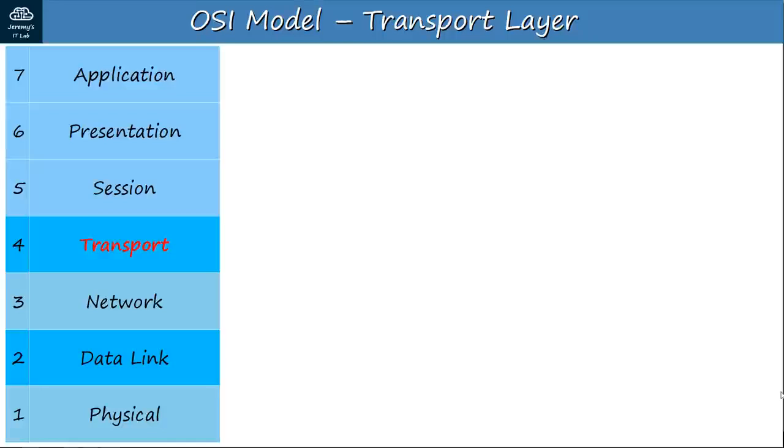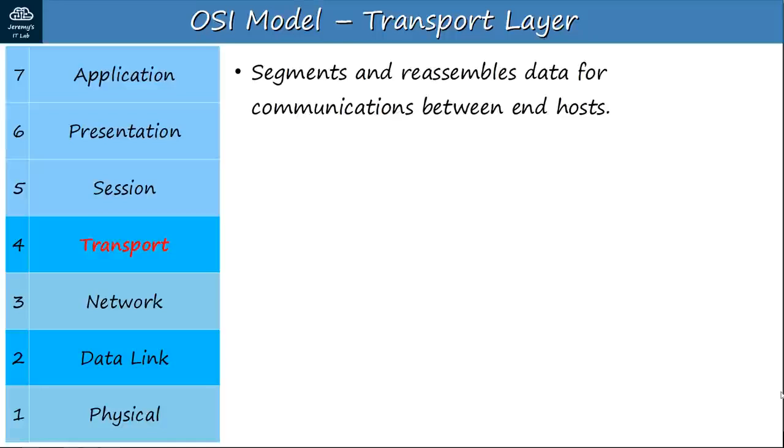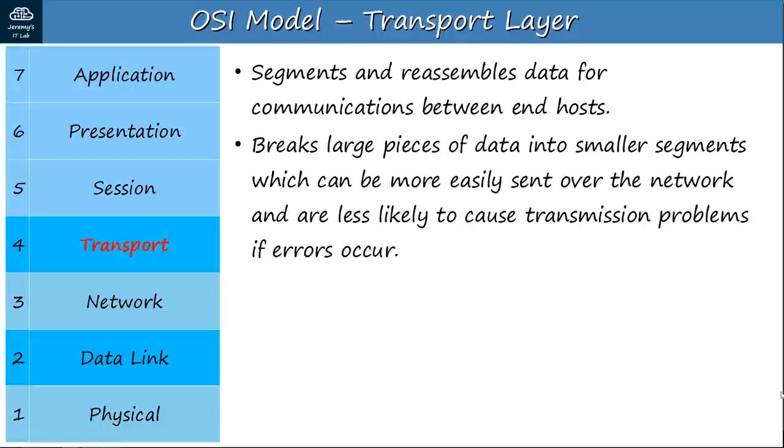Layer 4 of the OSI model is the transport layer. It segments and reassembles data for communications between end hosts. To reword that, it breaks large pieces of data into smaller segments, which can be easily sent over the network and are less likely to cause transmission problems if errors occur.